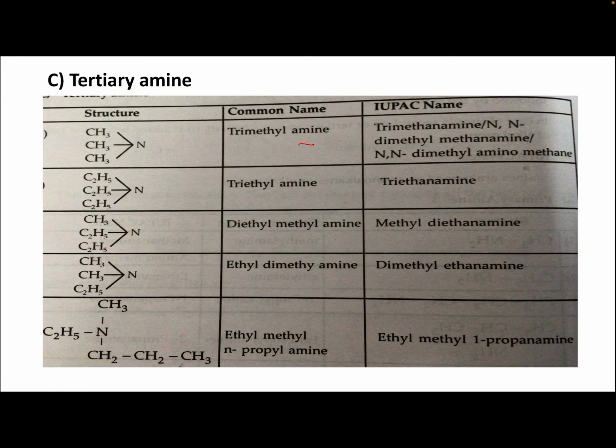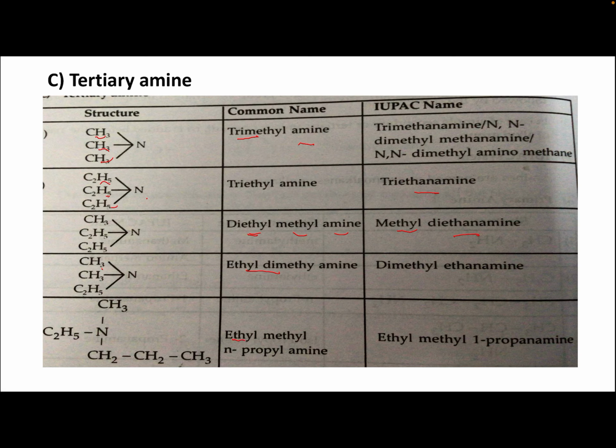Then in tertiary amines, 3 methyl groups are there, so trimethylamine or N,N-dimethylaminomethane. Here 3 ethyl groups are there, so triethylamine or triethanamine. If 2 ethyl groups and 1 methyl group are there, then diethylmethylamine or methyldiethanamine. Then ethyldimethylamine. Here 1 ethyl and 2 methyl groups are there, so dimethylethylamine or dimethylethanamine.